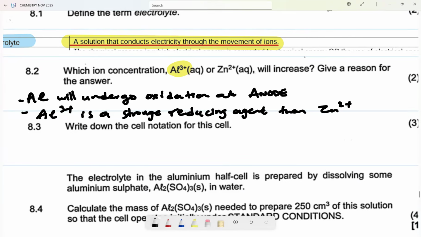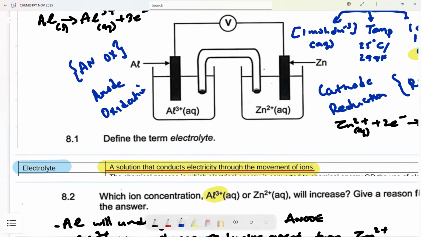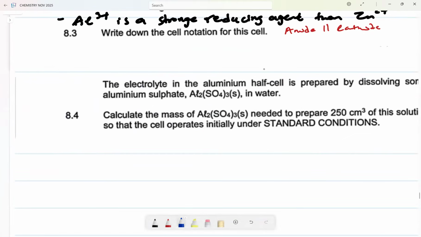This was supposed to be Al. Okay. Write down the cell notation for this cell. Well, the cell notation, just know it starts with everything in the anode, salt bridge, everything in the cathode. When we write it, it's going to be whatever is in the anode. What is in the anode? It's this one. So the anode is going to start from aluminium moving to aluminium 3+. So it's going to be aluminium, which is solid, moving to Al3+, which is my aqueous solution.